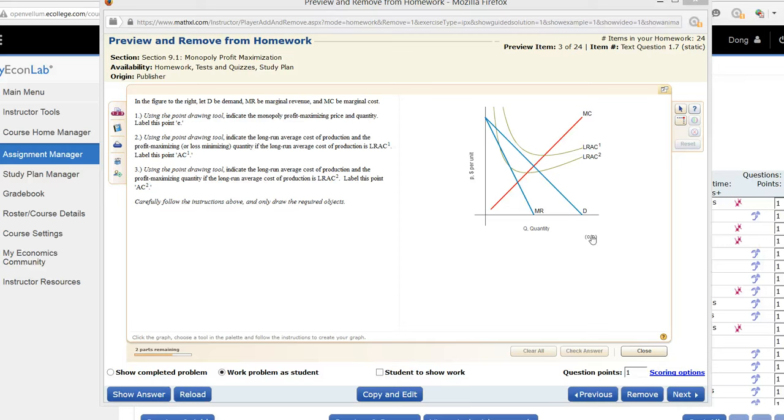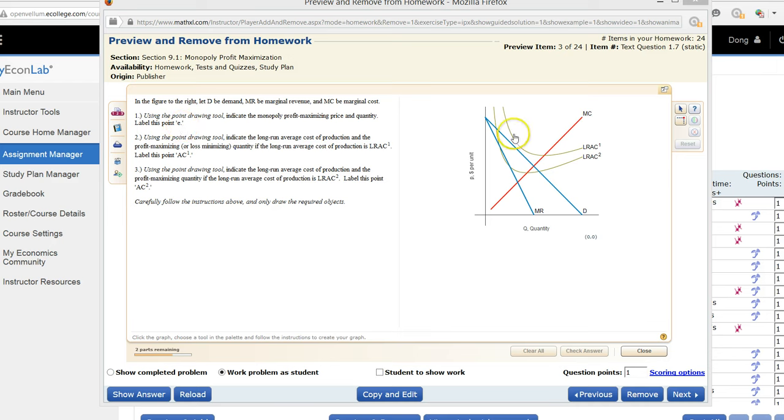This is question number 3 of homework 10 for chapter 9 and part of chapter 16. In the figure to the right, let D be demand, MR be marginal revenue, and MC be marginal cost. 1. Using the point drawing tool, indicate the monopoly profit maximizing price and quantity. Label this point E.